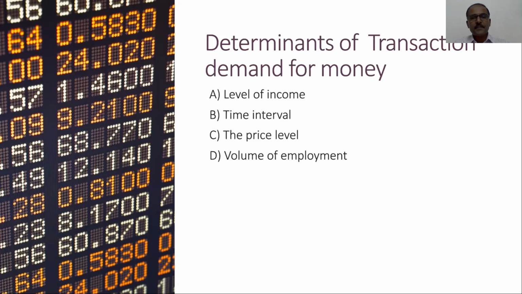The second determinant is the time interval. If a person receives money with more frequency, suppose a person receives income daily, then he will demand less money. His preference for liquidity for the transaction purpose will be less. Whereas for a person receiving income once a month, his demand for money for the transaction purpose will be more in the beginning of that time period when he is receiving money.